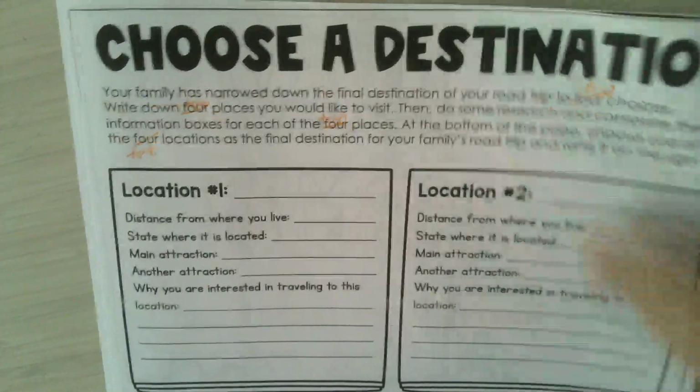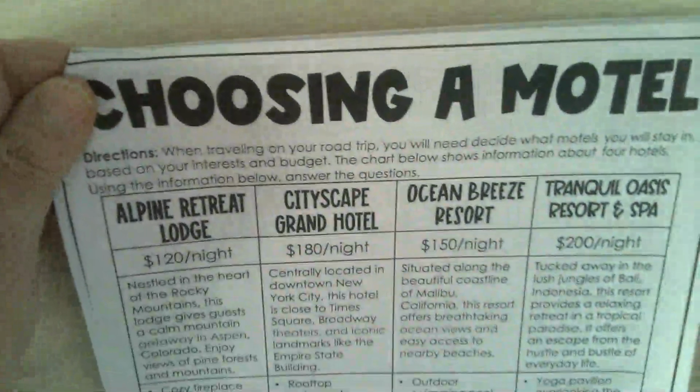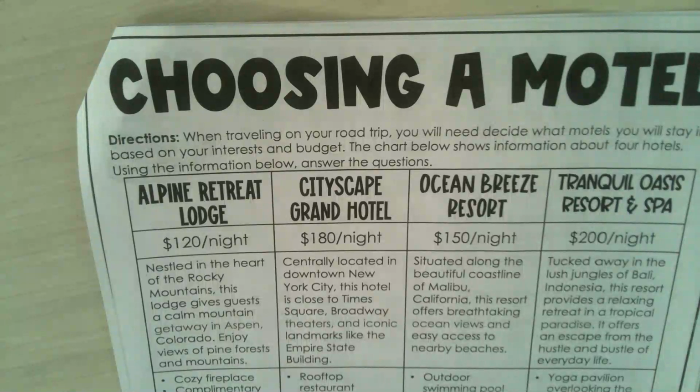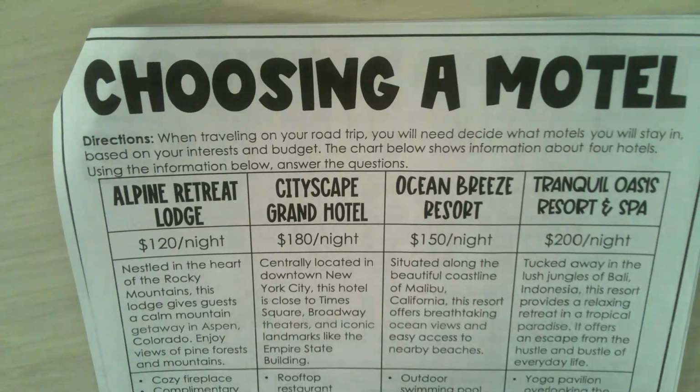Now, I want you to go in your packet, towards the last page. It says choosing a motel. So today we're going to focus on choosing a motel, and we're going to look at this worksheet to see what it has to offer. So we have to think about this, so when we go back to the other page, you'll have a better idea of what to look for.